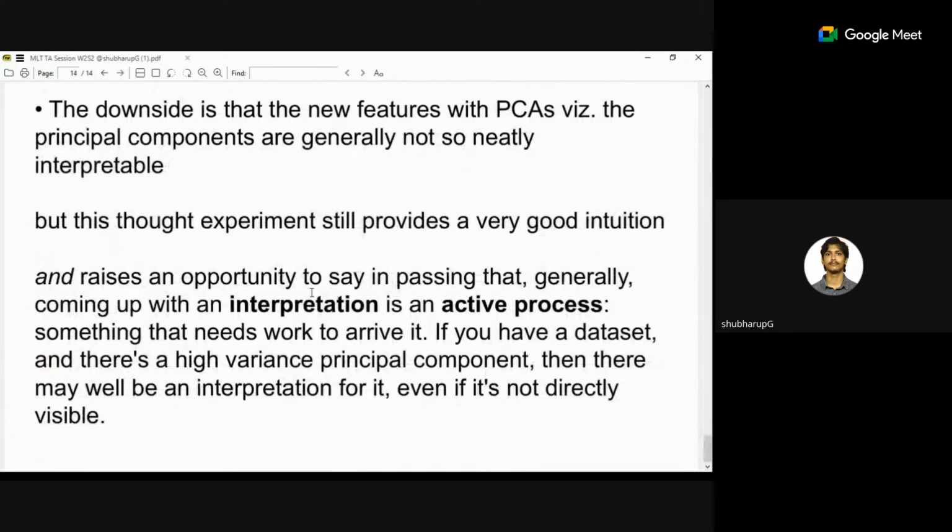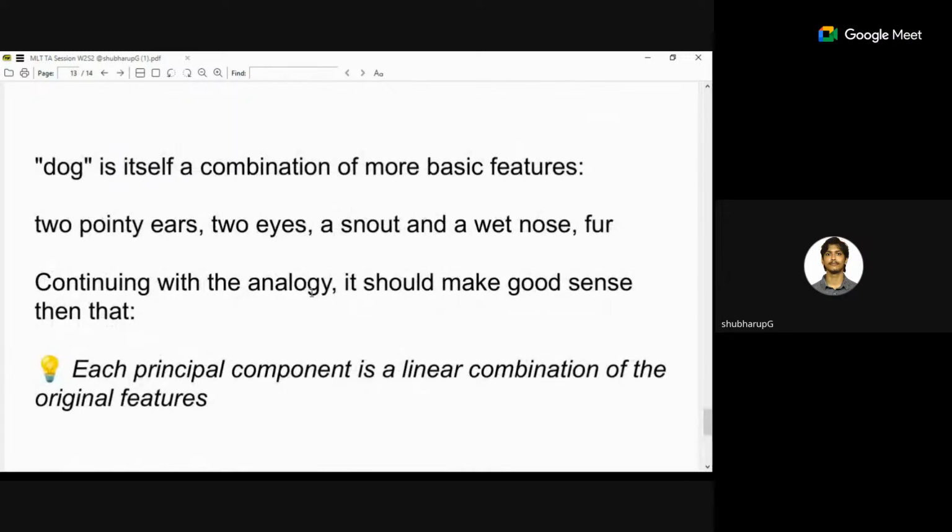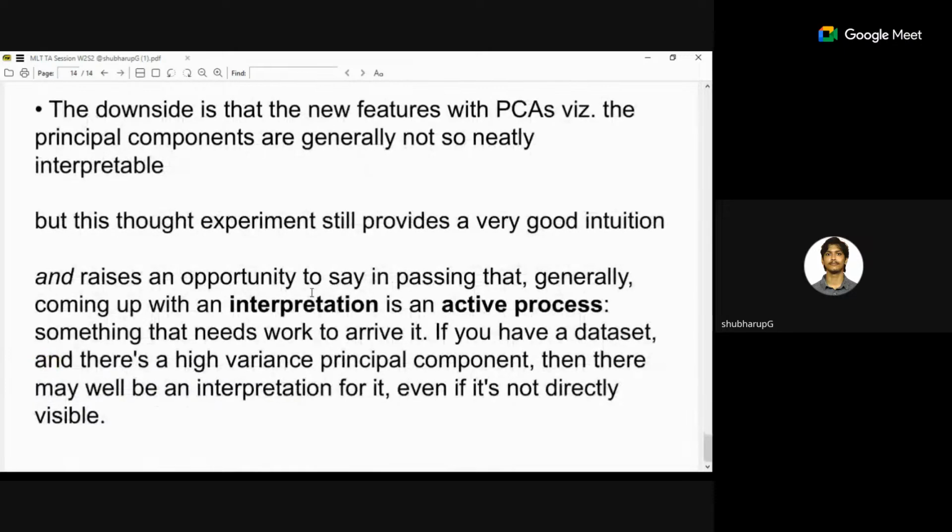But the downside is that these new features with PCA, that is the principal components, are generally not so neatly interpretable. That is, it's not so easy to say that this principal component means ears, or bigness and smallness of the ears, bigness and smallness of the eyes, pointiness of the ears. It's generally not so neatly interpretable, right? One of the main drawbacks of PCA is the loss of interpretability. But this experiment still provides a very good intuition, as I hope it did.